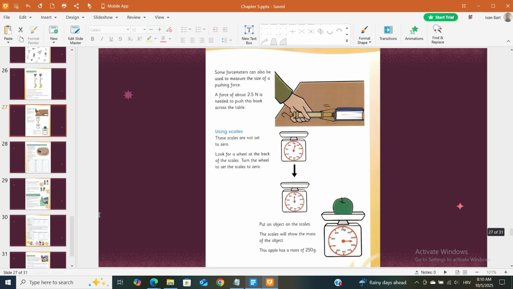Put an object on the scales. The scales will show the mass of the object. This apple has a mass of 250 g.